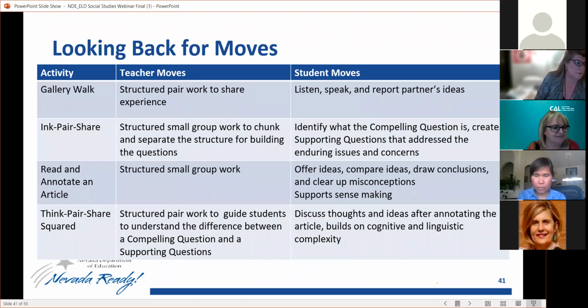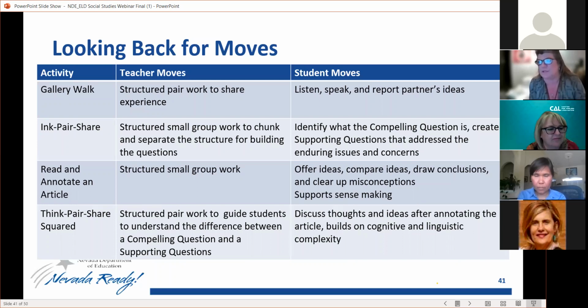Okay. So Michelle's going to take us to look back at all of the teacher moves and those connections that we were talking about with the framework. So when we're building upon our activities and moving from one purposefully planned activity to the next, we need to take into account, do our teacher moves match our student moves? Are they producing what we want them to produce? So during the gallery walk, even though in the beginning it's independent, it becomes a structured pair work to share experience. Were the student moves what we wanted?